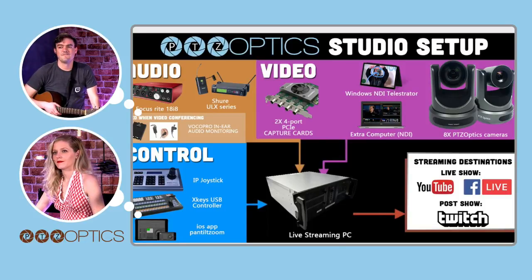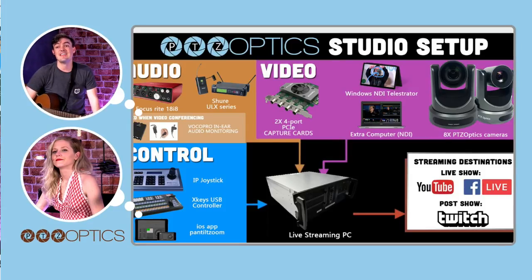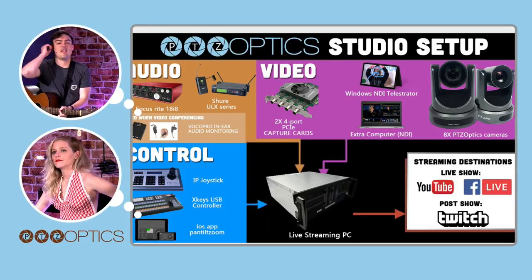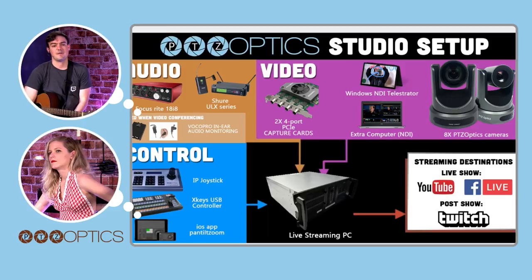Now, can we show that full screen? It's getting cut off a little bit, but I think it's okay. Basically, what we're showing here is our streaming setup right now. So for audio, we have our Focusrite 18i8, and that means we can actually have 18 inputs and 8 outputs, I believe. And we have a Shure ULX system. That's our wireless microphones that we're using. And we actually have in-ear monitors. So Tess, me, and Brian all have little in-ear monitors coming back from our vMix system. You have to click on the desktop capture and make it a little smaller if that's what you want to do. And it gives us our in-ear monitoring.